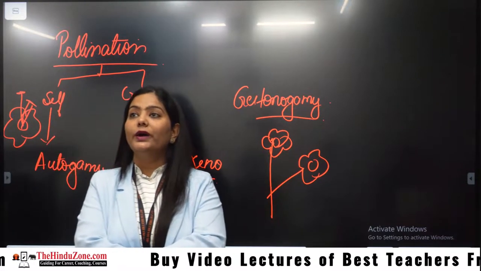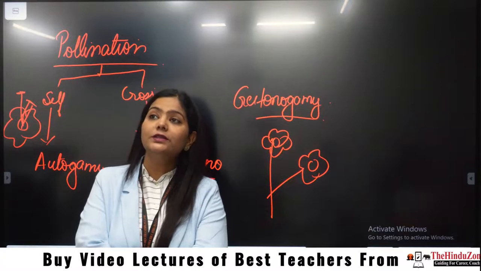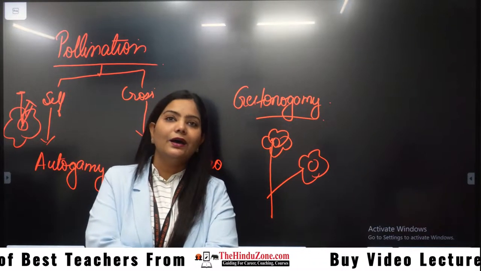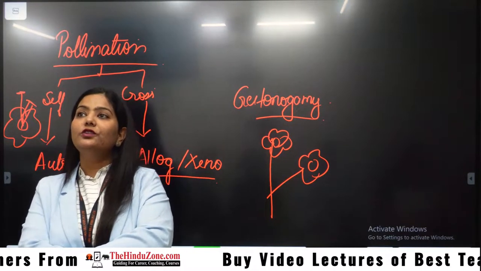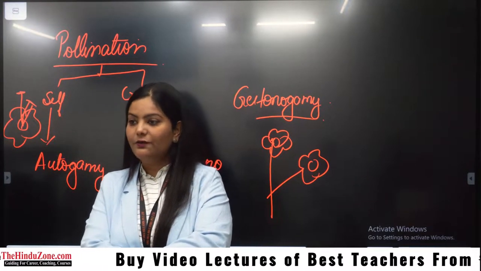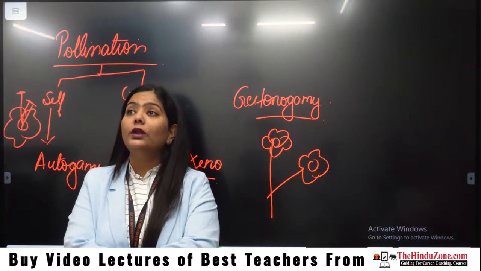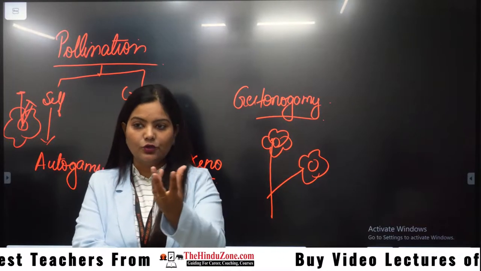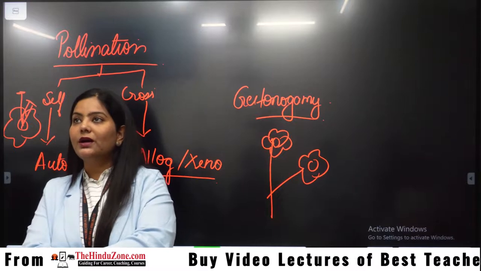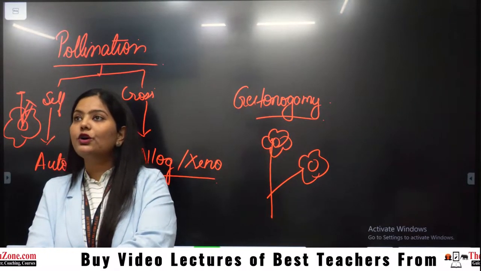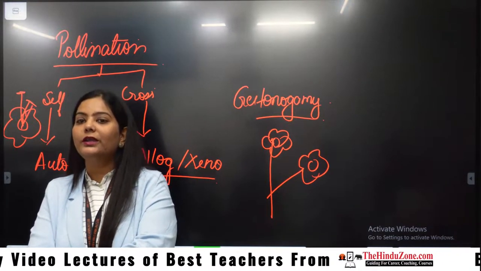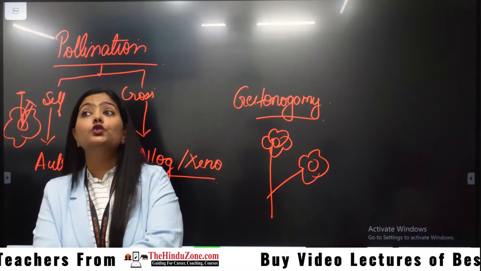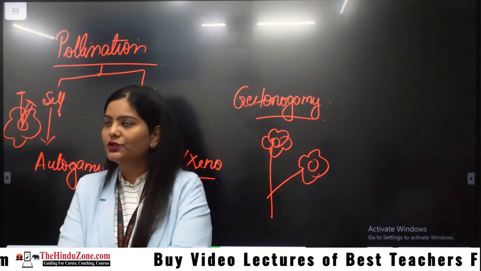So in order to avoid self-pollination, even if a plant is having both of these things on the same flower, it tries to adopt a number of tricks. Among those tricks, we have seen genetic incompatibility was one thing. Or the pollen and stigma mature at different times. In order to do pollination, it is very important that pollen and stigma are receptive at the same time, mature at the same time. So here the pollen and stigma are not maturing at the same time.